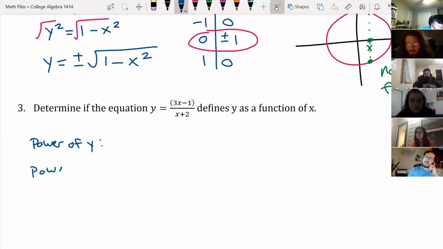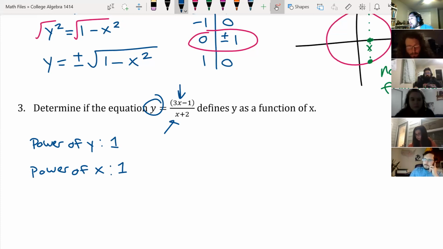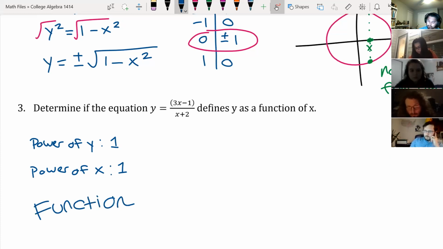Function. Good. Why do you think so? I don't know, because it's not squared. I just guessed. That's a good enough reason. Y is to the power of 1 and x is to the power of 1 in the numerator and denominator, right? So this again is one of the easiest giveaways. If I were to plug in an x value, I would only get one y value as the output. So powers can give it away. So again, this would be a function.